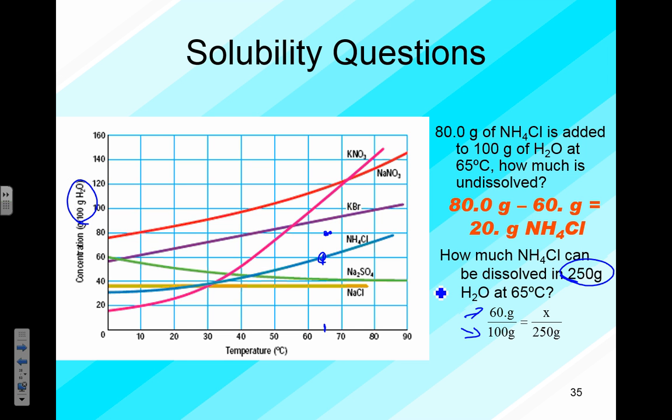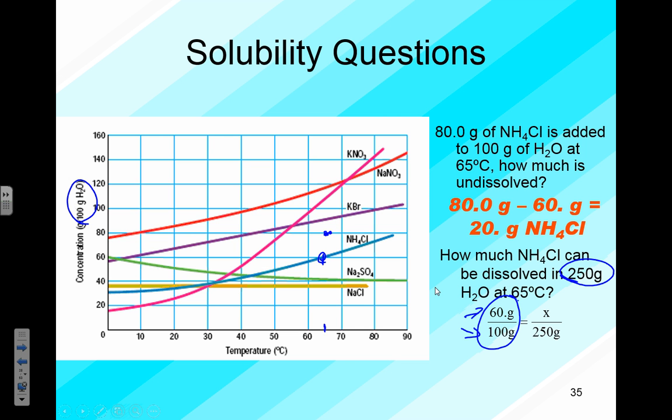So the graph tells me what's to the left of my equal sign in my proportionality problem here. So remember, what's on the left, we're always going to get from the graph. Top's going to be the number from the graph that I read, and the bottom's always going to be 100 because that's what the graph is for, 100 grams of water.